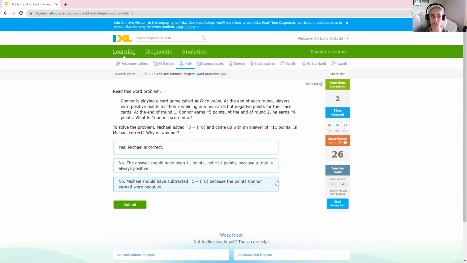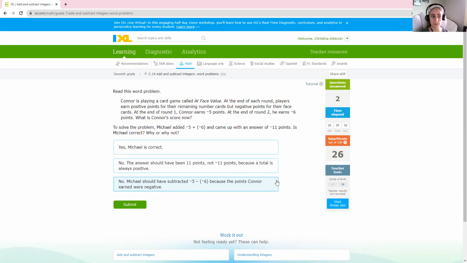Let's try a couple more here. Connor is playing a card game called At Face Value. At the end of each round, players earned positive points for their remaining number cards, but negative points for their face cards. At the end of one round, Connor earns negative 5 points. At the end of round 2, he earns negative 6 points. What is Connor's score now?